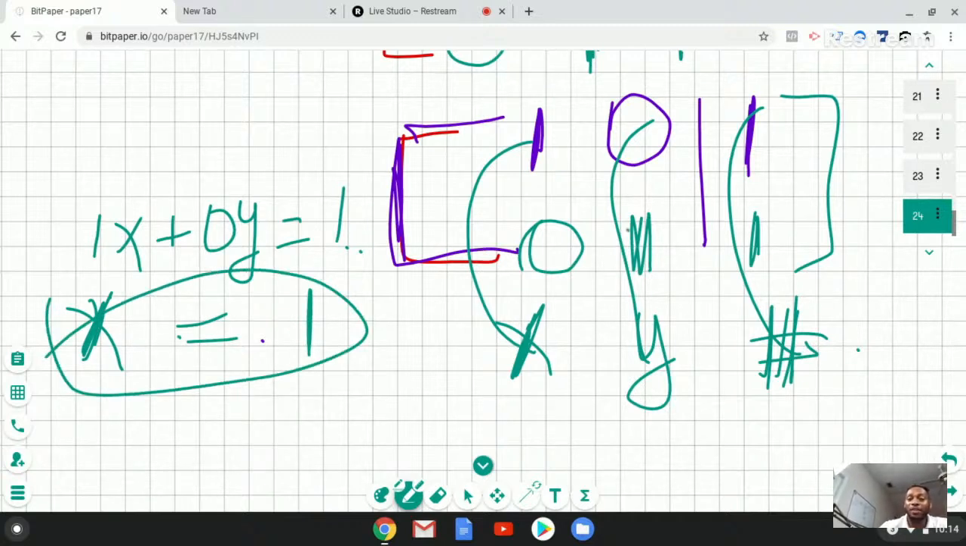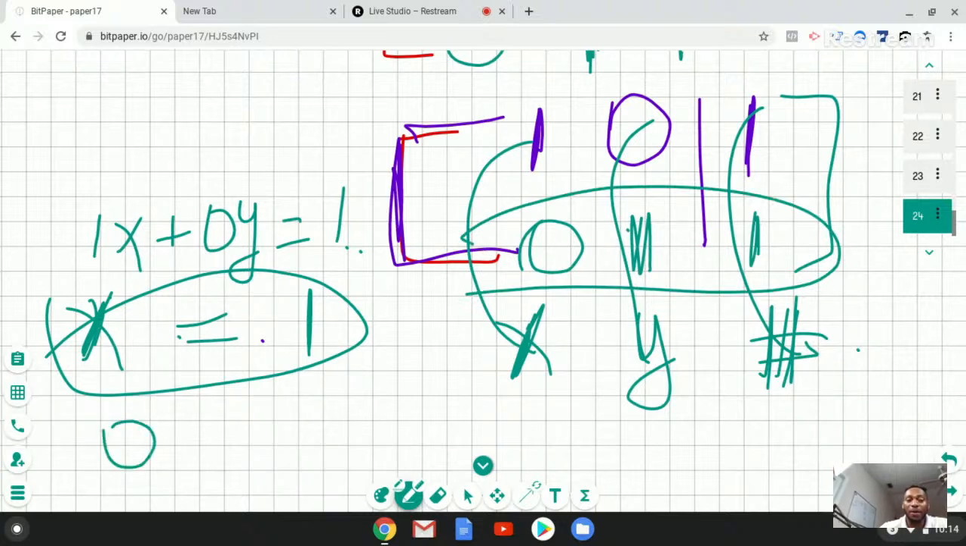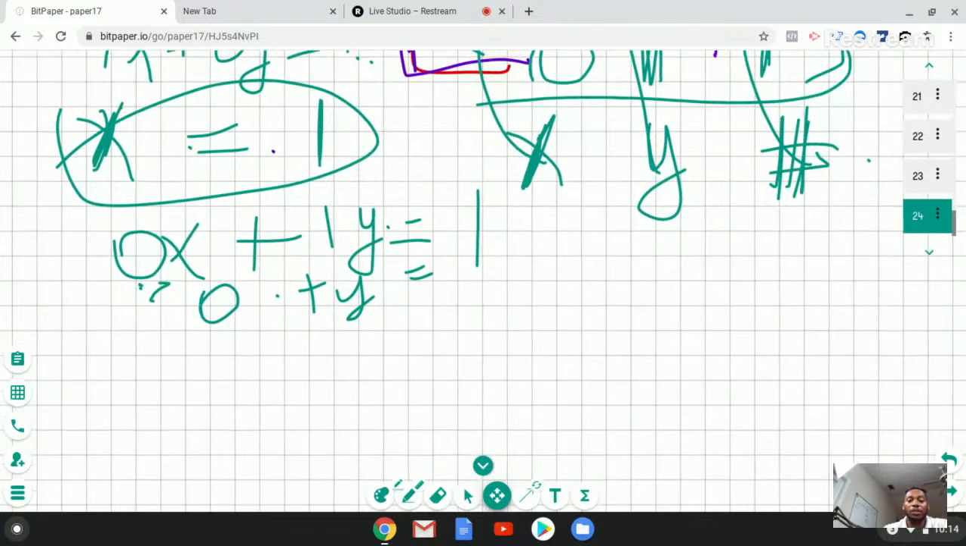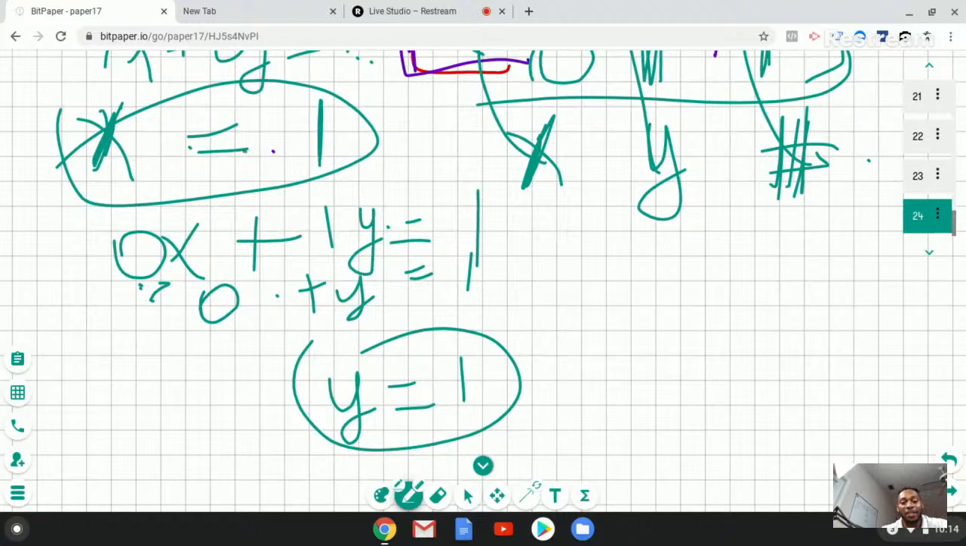So now, what does the second row say? 0X plus 1Y is equal to 1, right? So what that tells you is that 0 times X, which is 0, plus 1 times Y, is equal to 1. So that tells you Y is equal to 1. X is equal to 1, Y is equal to 1.